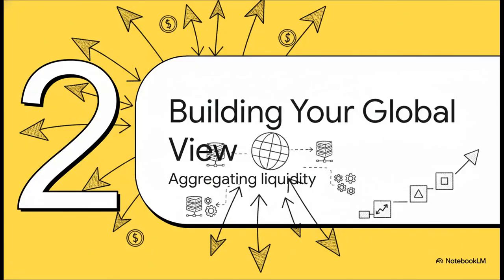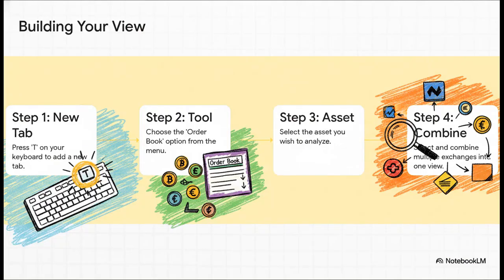All right, let's get our hands dirty in Section 2. We're going to build this thing. This is your step-by-step guide to pulling all that scattered liquidity together. And trust me, you're going to be surprised at how easy it is to set this all up. Okay, check it out. It's just 4 simple steps.